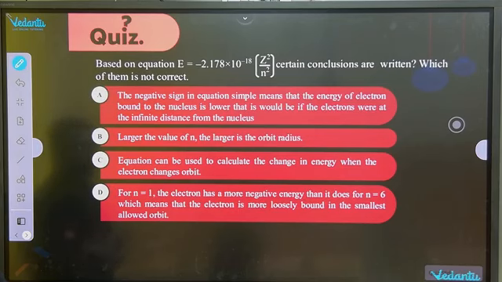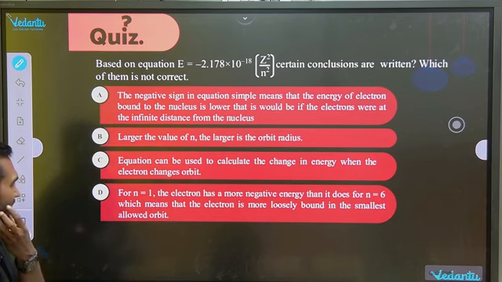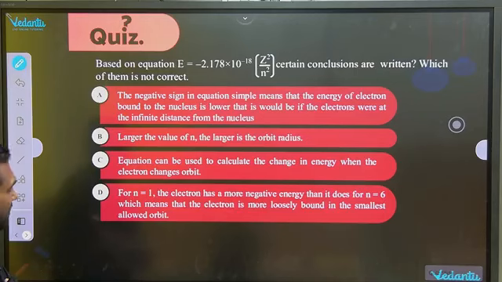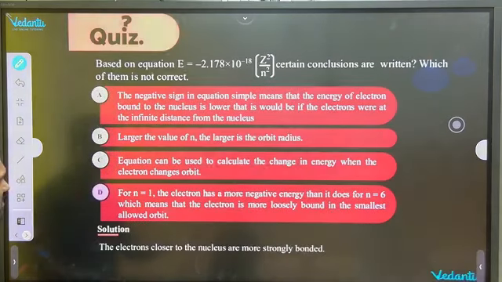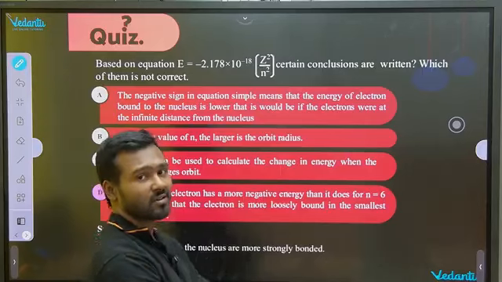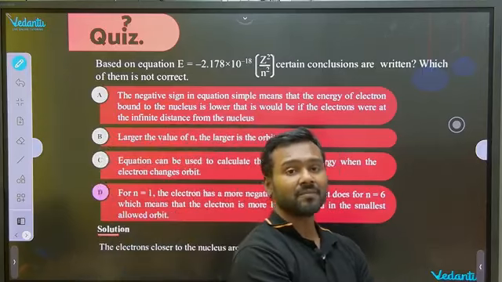Yes, we can find. For n is equal to 1, the electron has more negative energy than that of n is equal to 6, which means that the electron is more loosely bound in the smallest allowed orbit. The smallest orbit is loosely bound? No, it's tightly bound.